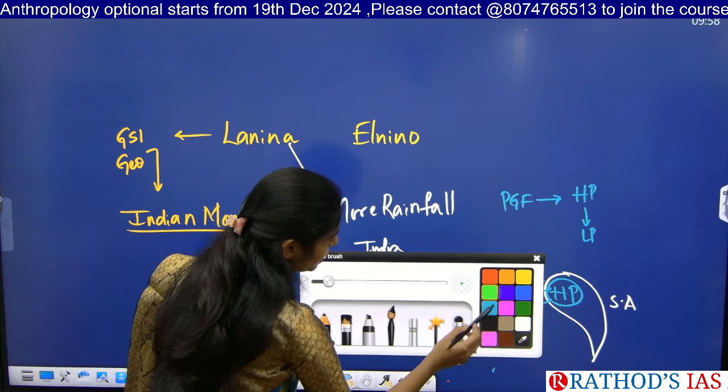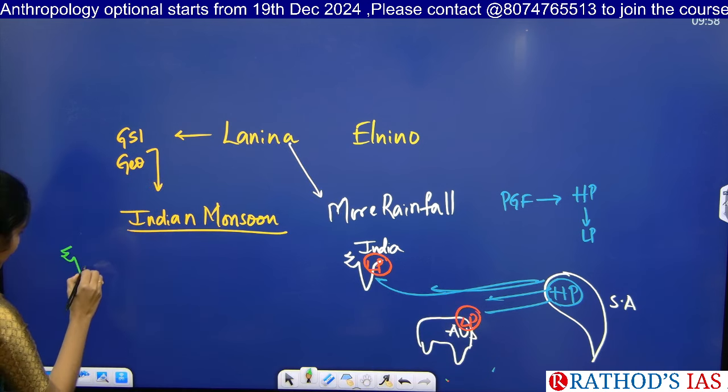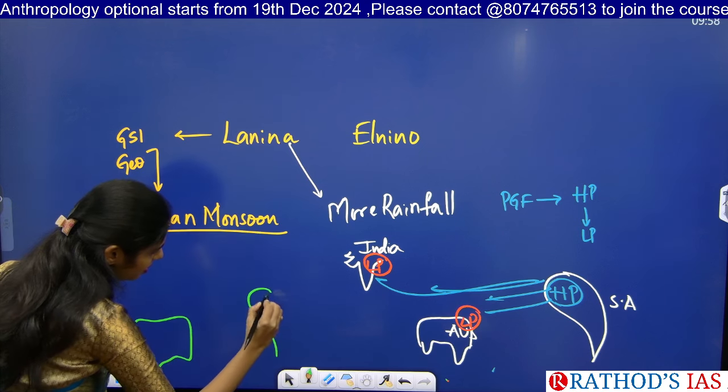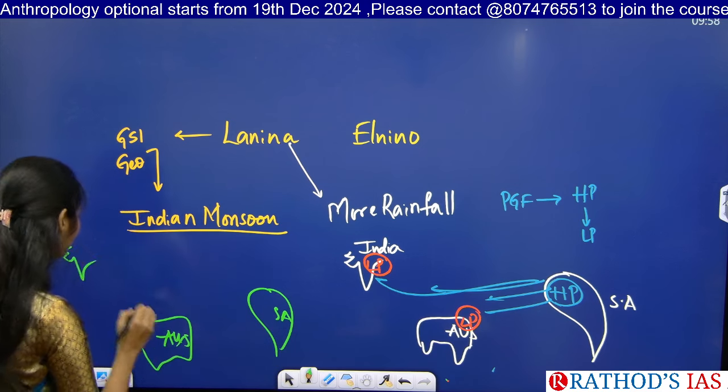So what happens in the condition of El Nino? We have India here, Australia, South America. So don't see the shape.